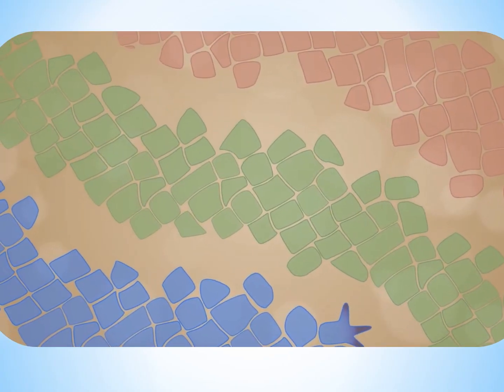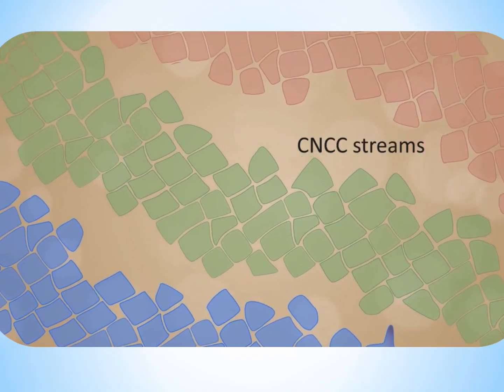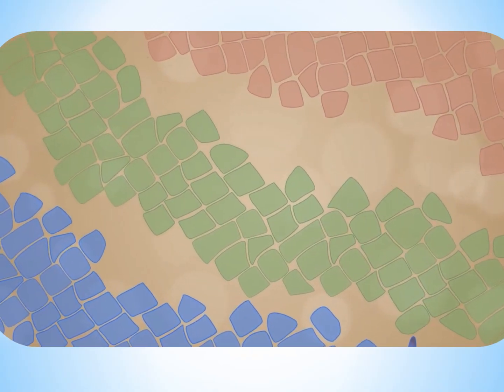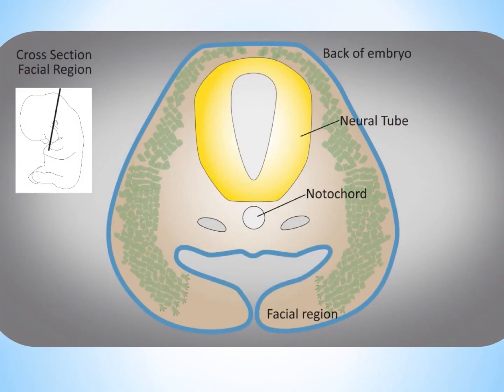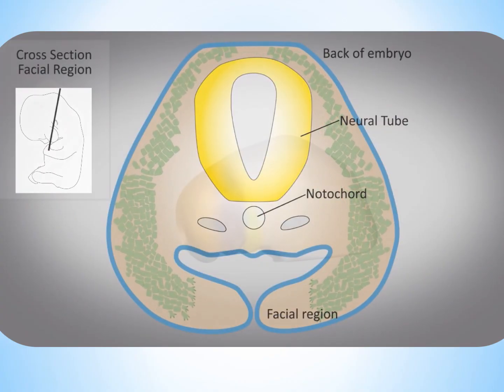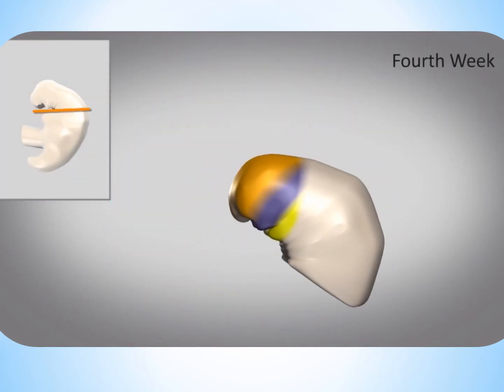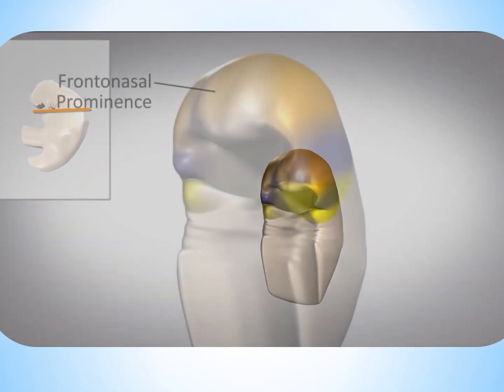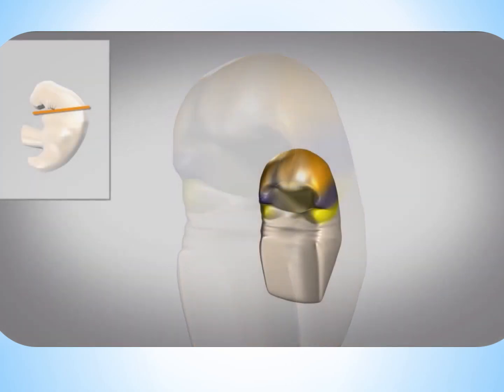Growth, migration, and subsequent differentiation of CNCCs are critically important for proper development of the normal structures of the facial region. Soon after the CNCCs reach their final destination, the facial structures begin to take shape externally. By the 4th week of development, the embryo is characterized by 5 facial swellings, the frontonasal prominence, and the paired maxillary and mandibular prominences. These structures are formed in part from the migration and proliferation of the CNCCs from different regions of the neural tube.